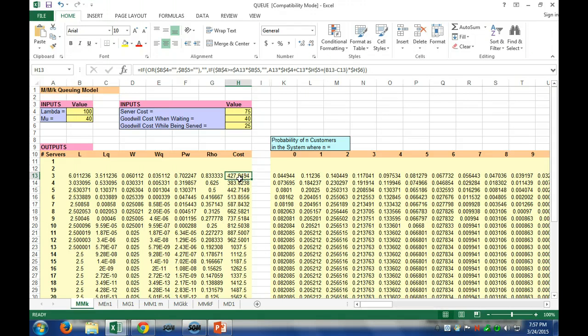Here's what's happening. At this point, the goodwill cost when waiting and being served is pretty significant. So not only are we paying $225, but it looks like we're paying another $200 for that goodwill cost, right? Here, we're paying $300 for the servers, the tellers, but only $83 in goodwill cost. The next one, we're paying 5 times 75, that's $375, and then another $67 in goodwill cost. Now we're paying $400 plus another.